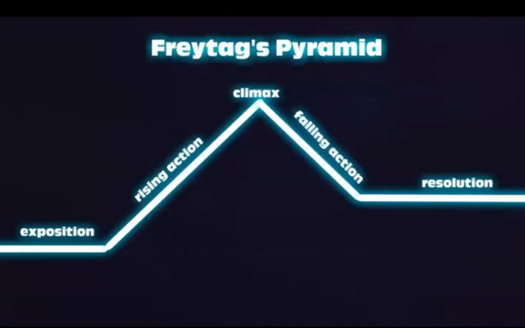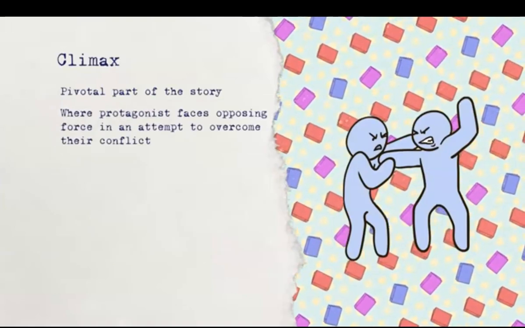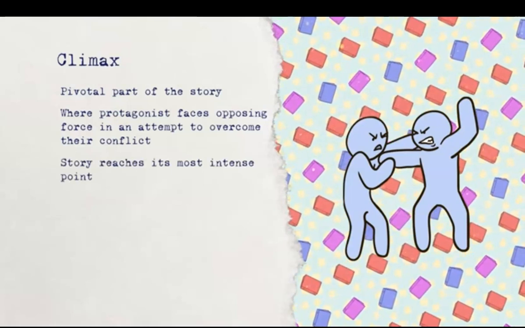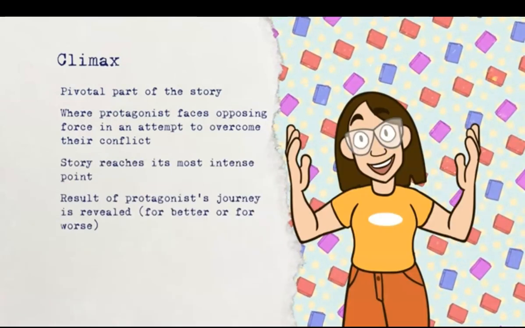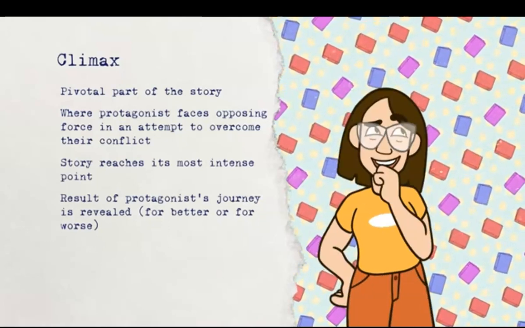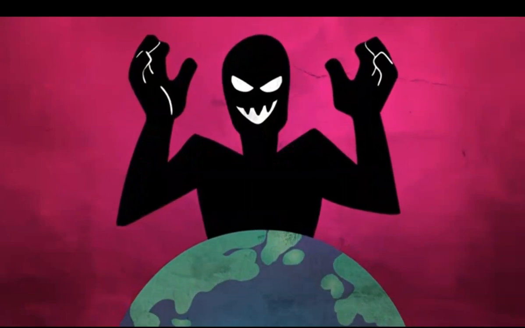From there, we move on to the top of the arc, or the climax. It's the pivotal part of the story where the protagonist faces the opposing force in an attempt to overcome their conflict. Here, the story reaches its most intense point, and the result of the protagonist's journey is revealed, for better or for worse, depending on what your plotline needs. For instance, a villain could reveal their true purpose as something that your character hasn't uncovered yet.